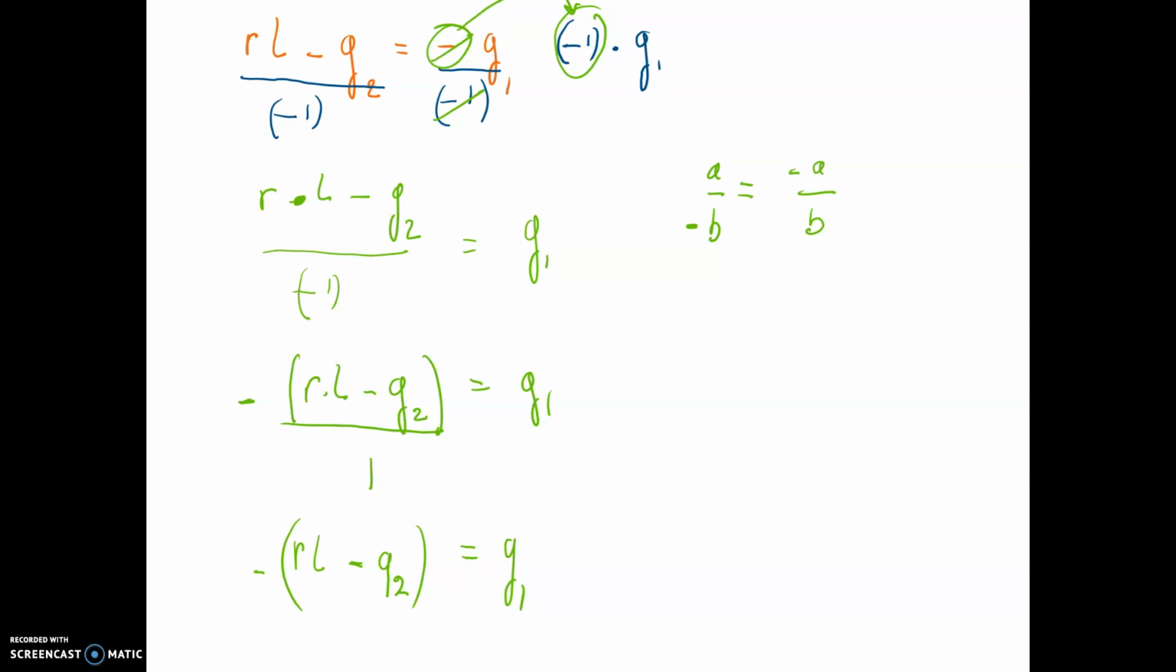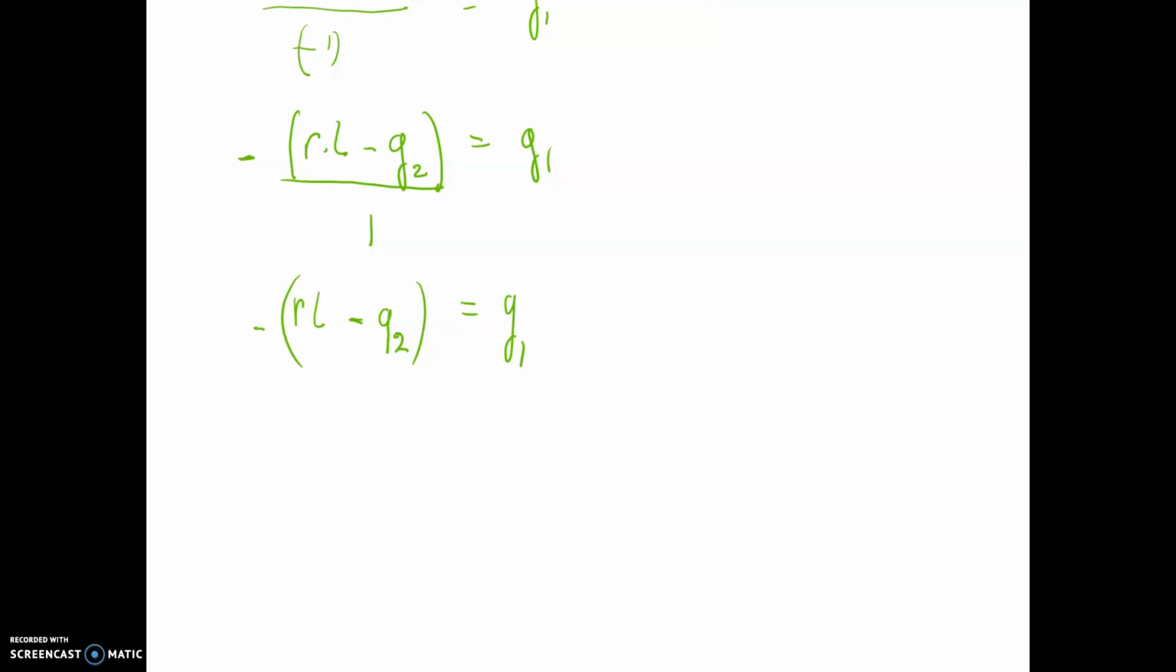And what do you want to do if you want to get rid of the parentheses and you have a negative in front of your parentheses? You want to flip all the signs inside your parentheses. So plus RL is going to become minus RL, and so G1 is going to be equal to negative RL plus G2, because when you distribute your minus, everything changes inside your parentheses.